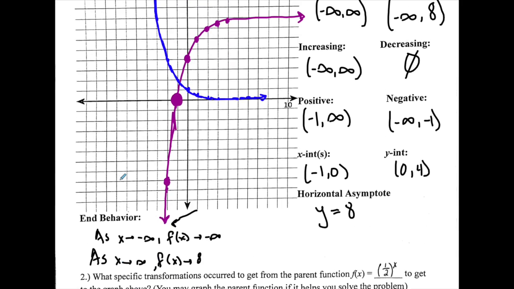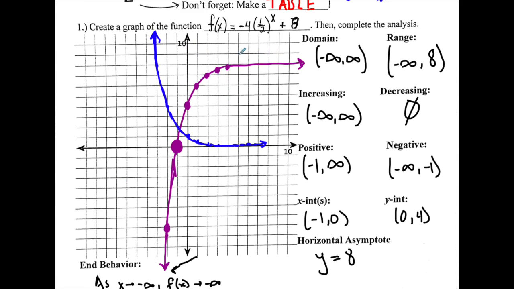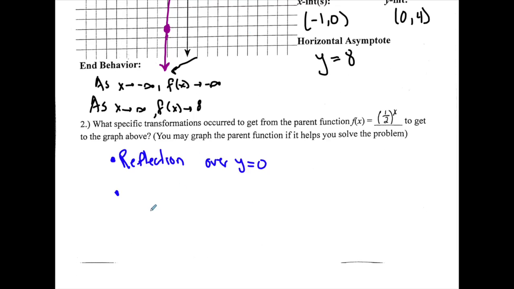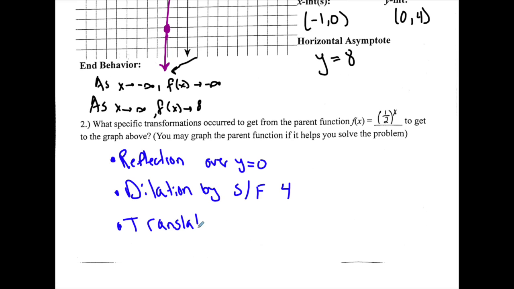Second, dilation by a scale factor of 4. And then you have translation up by 8.